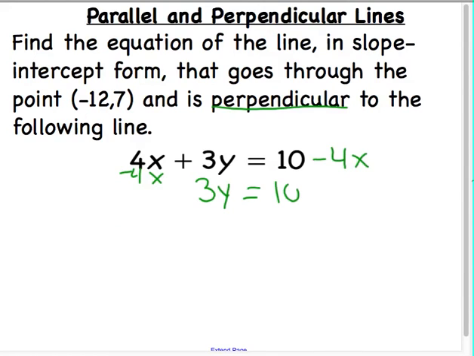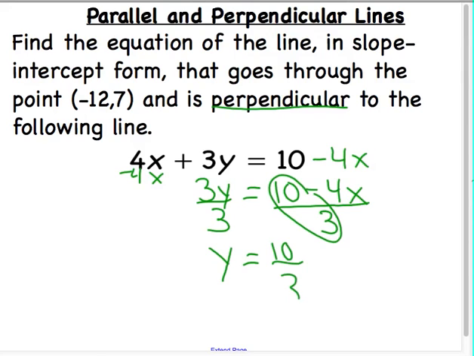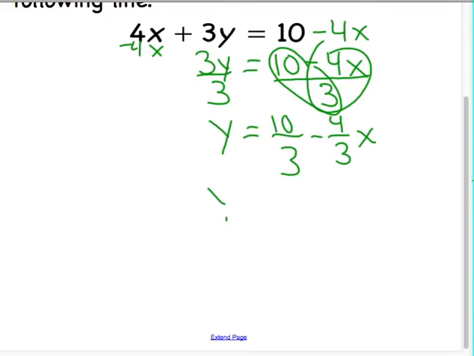So I get 10 minus 4x. Remember, 10 minus 4x, you can't combine those. They're not like terms. Then I'm going to divide by 3. So y equals 10 over 3, minus 4 over 3 x. And if I write that in the correct order, it's -4/3 x plus 10 over 3.